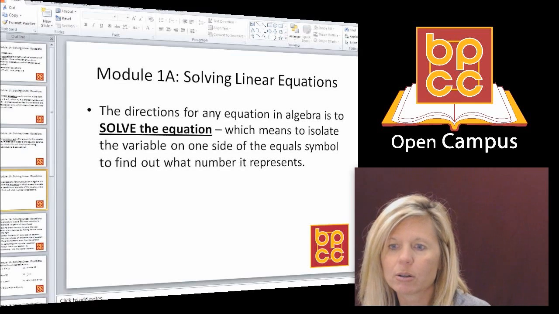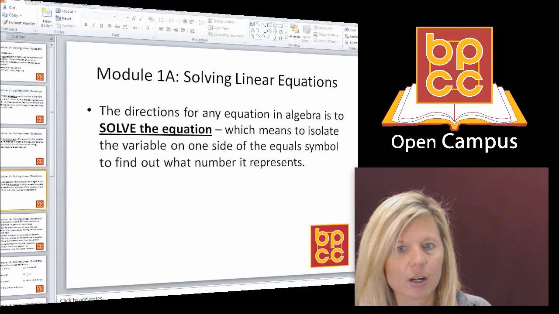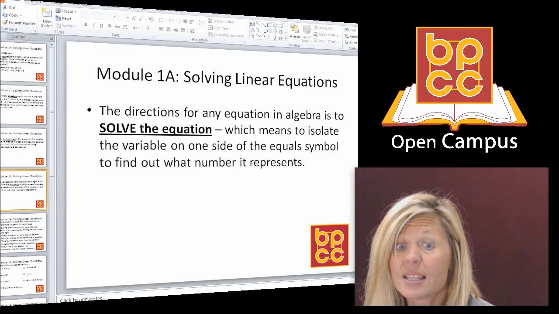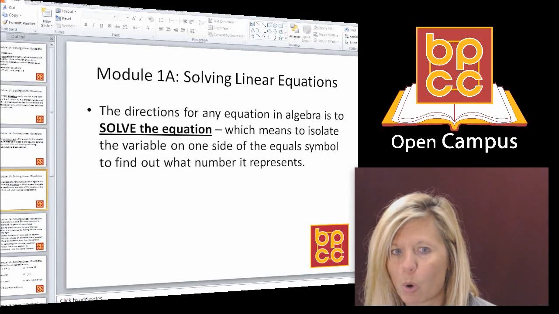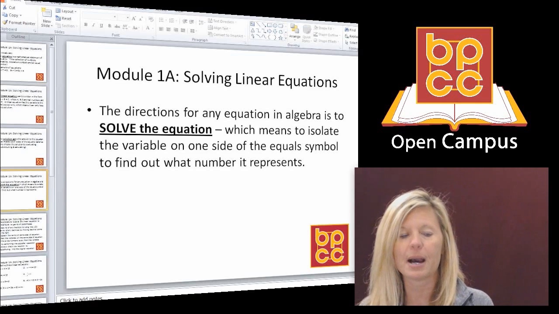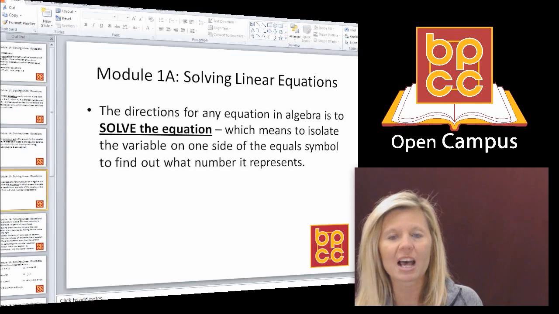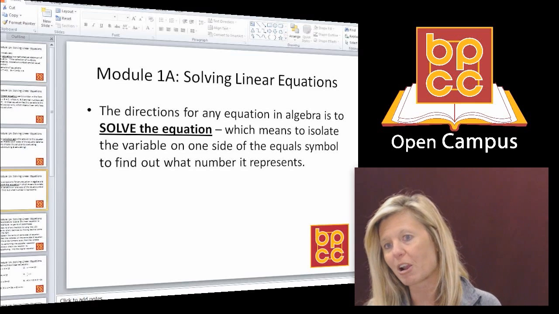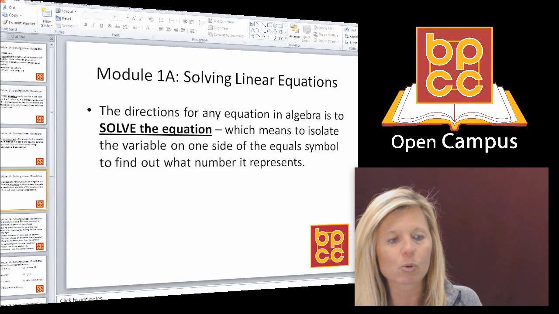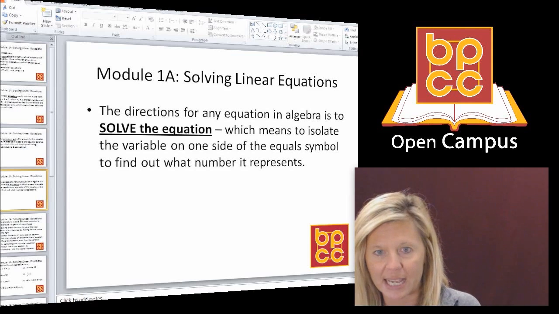The main direction you hear when you're working with linear equations is the word solve. Solving means one thing and one thing only, to isolate the variable. Isolate means to get by itself. So when you're solving an equation, you want the variable x on the left side, and you want on the right side of the equals a number, what it represents.